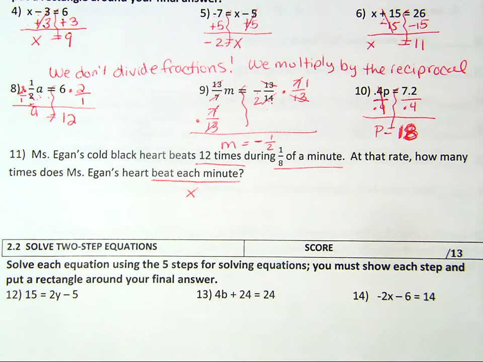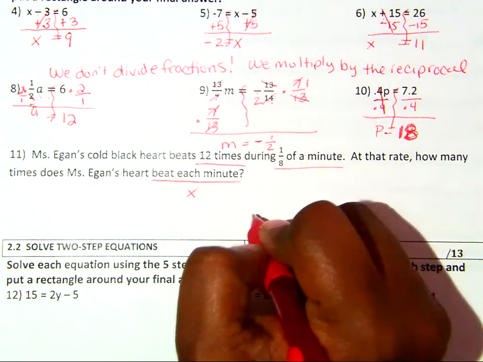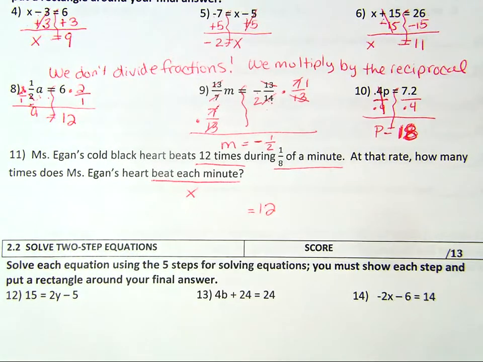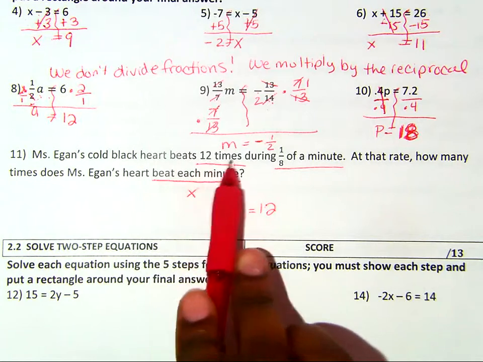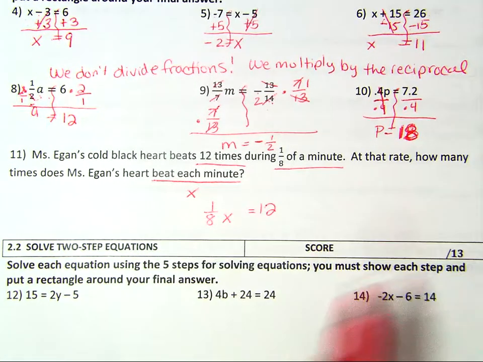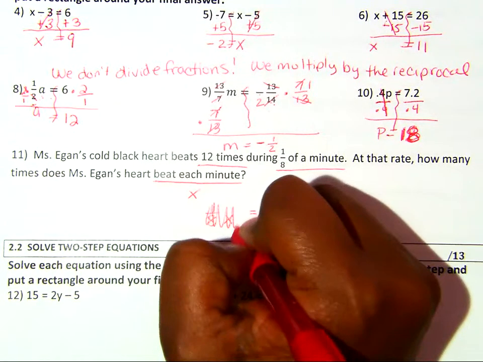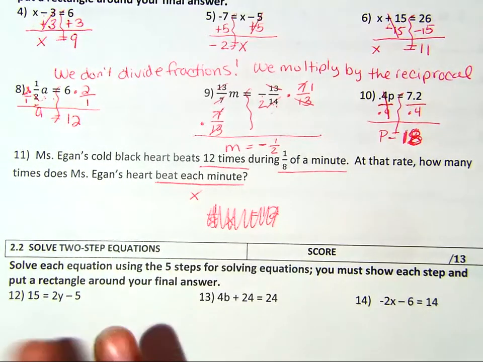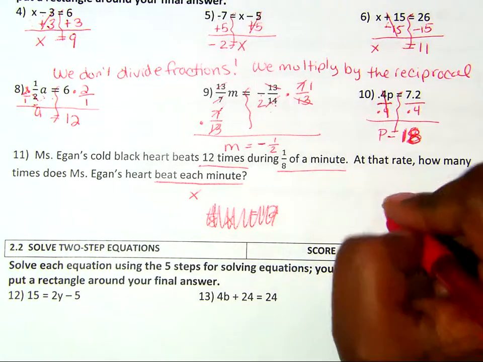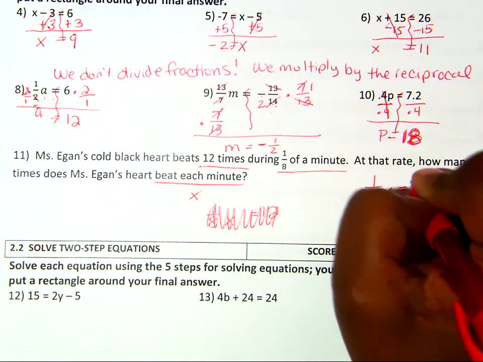Okay? 12 times during 1/8 of a minute. So I'm going to set my equation up. On one side I'm going to have 12, because I know this 12 times. On the other side I'm going to have my 1/8 of a minute times X. I'm actually going to scribble this out because I wrote it right in the middle and there's no room for me to work. So 1/8 X equals 12.